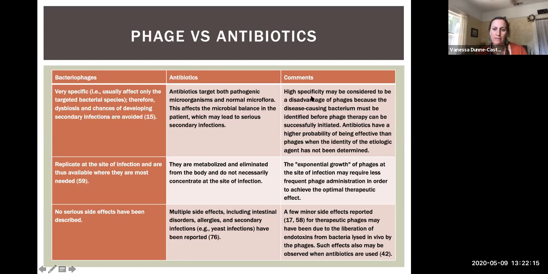But of course, the disadvantage here is that you must have identified the etiological agent, just as we talked about before with narrow spectrum medication.